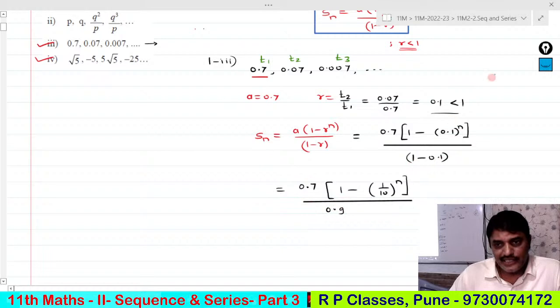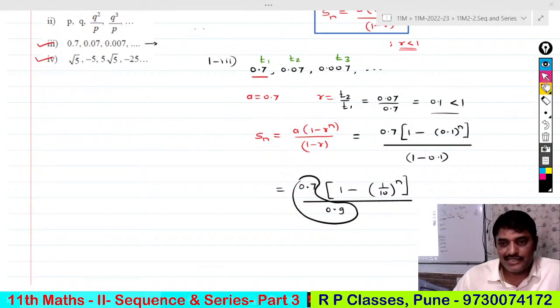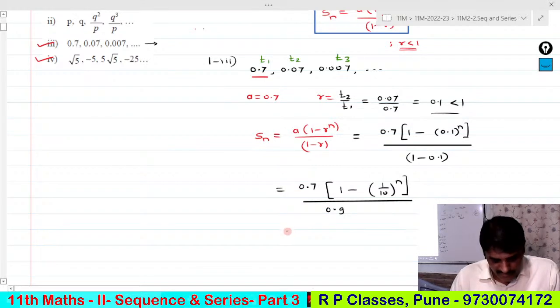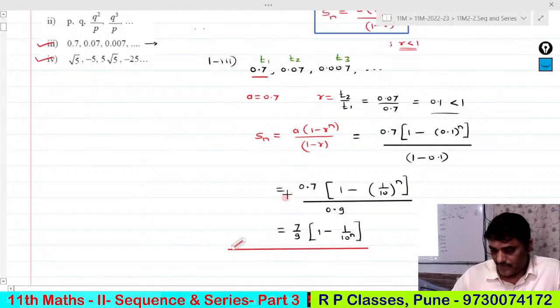Now, what will cancel in these two that I have shown here? I'll cancel the decimal point, okay? So what will it become, tell me. This will become 7/9 into 1 minus, what is 1 raised to anything? 1. 1 raised to n is also 1. This is 10 raised to n. Is this okay? Yes. So this is our answer. Is that clear? This is your answer for Sn.